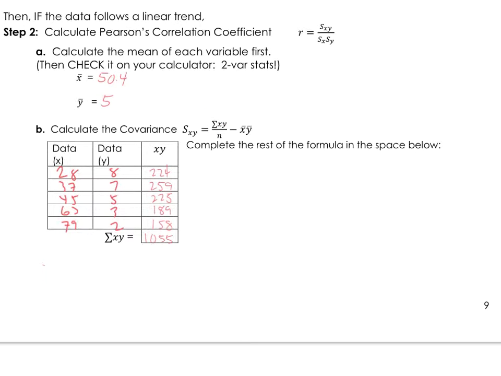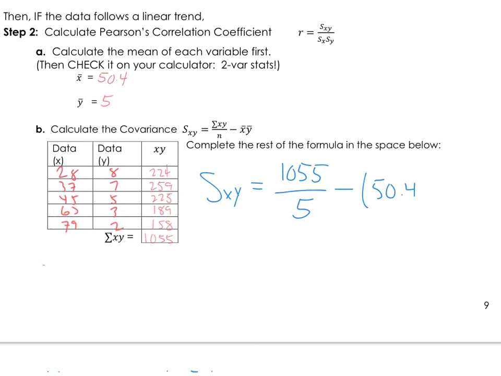Okay, so I've come up with that sum, and that's given me this piece of my formula. In order to work out the covariance, S sub xy, I apologize, ladies and gentlemen, I'm having a little trouble writing. S sub xy equals the sum of that data, 1055, divided by n, which is the number of data pieces I have. I have 5 customers whose bill information and satisfaction level I've collected, so n is 5. Then I'm subtracting the product of x bar and y bar.